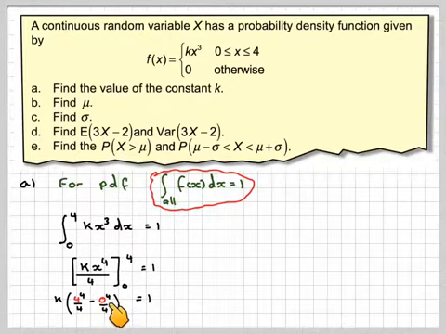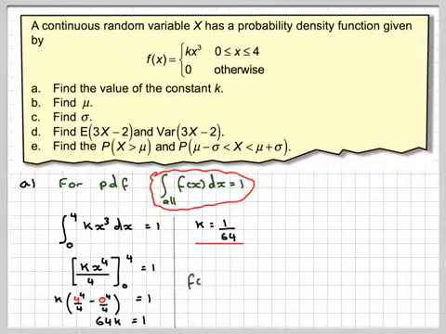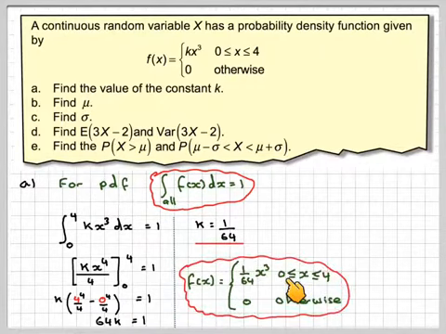Don't always assume that if you substitute 0 you get 0, but here it is equal to 0. 4 to the 4 divided by 4 is 64, so we get 64k is equal to 1, therefore k is equal to 1 over 64. So if you write out f of x, we get 1 over 64 x cubed between 0 and 4, and 0 otherwise.